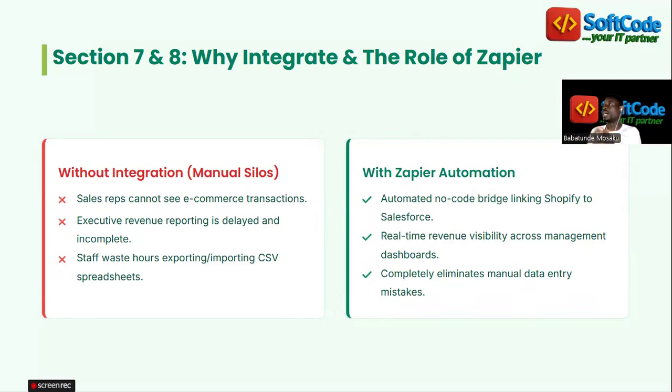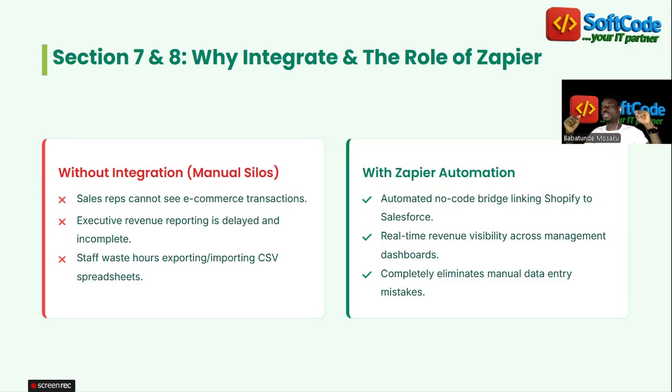So why should we integrate, and what is the role of Zapier? We have mentioned this many times, but we have not talked about opportunities, so that's why we are repeating this. Without integration, sales reps cannot see the e-commerce transactions. Executive revenue reporting is delayed or incomplete, because the report might say something in Salesforce and finance might say something else. So integration is very important. Staff also waste hours exporting and importing using CSV and spreadsheets. But with integration through Zapier automation, an automated no-code bridge linking Shopify and Salesforce, we get real-time revenue visibility across management dashboards and across departments.